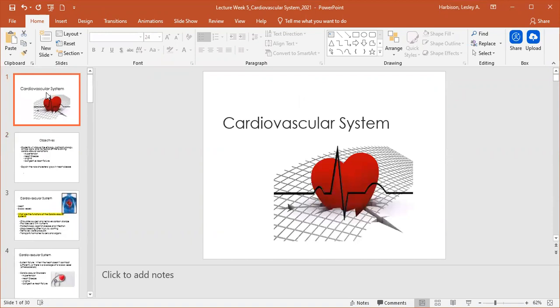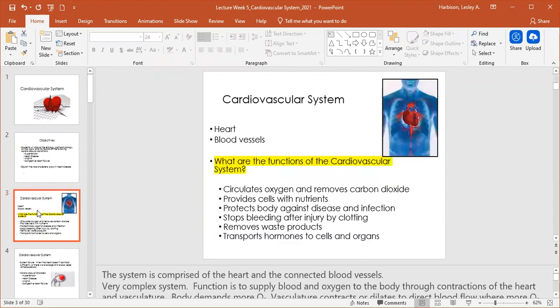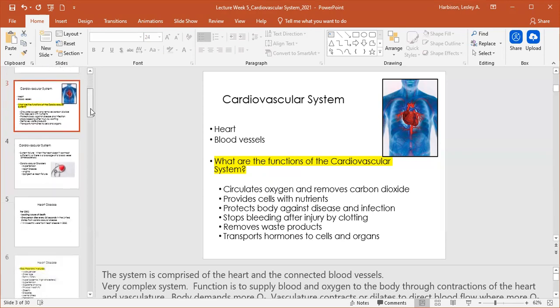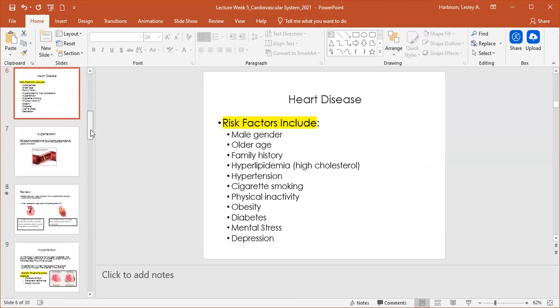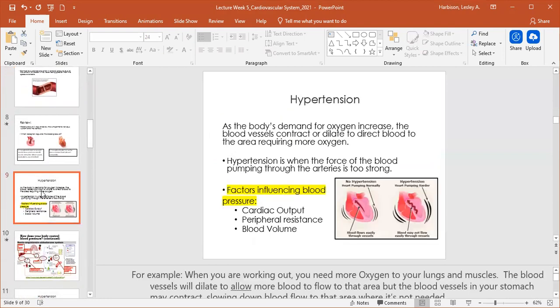I have gone through this PowerPoint and I have highlighted things that I want you to pay particular attention to for the quiz on Thursday. Trying to dial it in a little bit for you so that you have something a little more specific to study for. So anything that is highlighted in yellow is going to be something that you really want to pay attention to for the quiz.